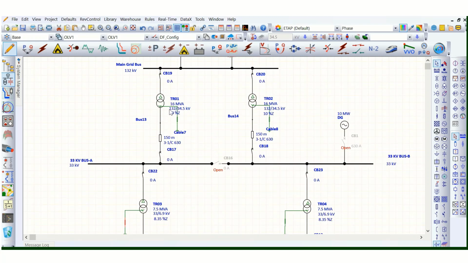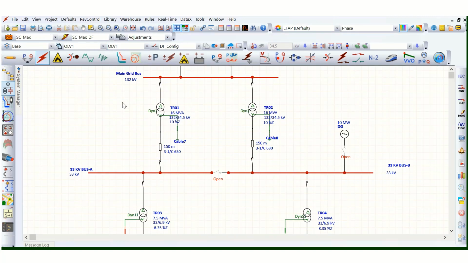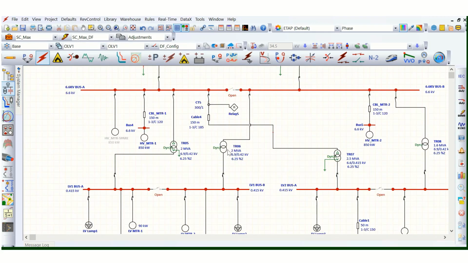Okay, now quickly we'll jump to the simulation, this short circuit analysis using the ETAP software. Let's see what the impacts are in a three-phase fault or single line to ground fault with the help of this simulation software.